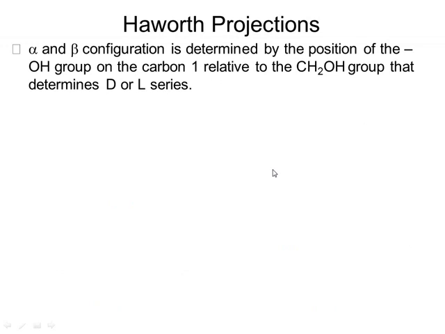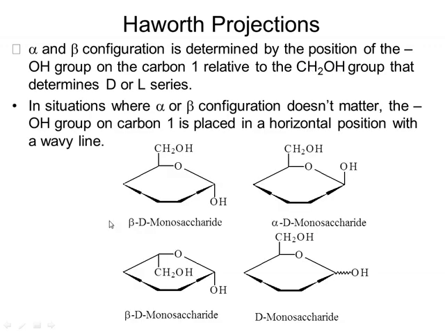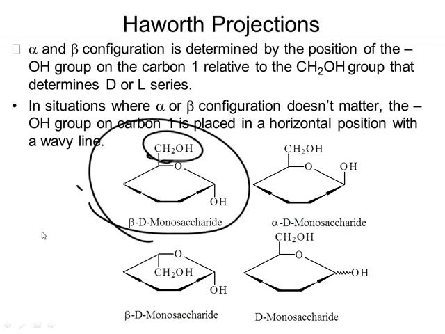Alpha and beta are determined by whether or not that OH group on the first carbon relative to the oxygen is on the same side or the opposite side as the last CH2OH group. So here, ignoring everything else about it, this first one is a beta D monosaccharide. I know it's D because that last carbon is up off of the ring. And the OH group and that carbon are opposite each other, so that means that it's beta.